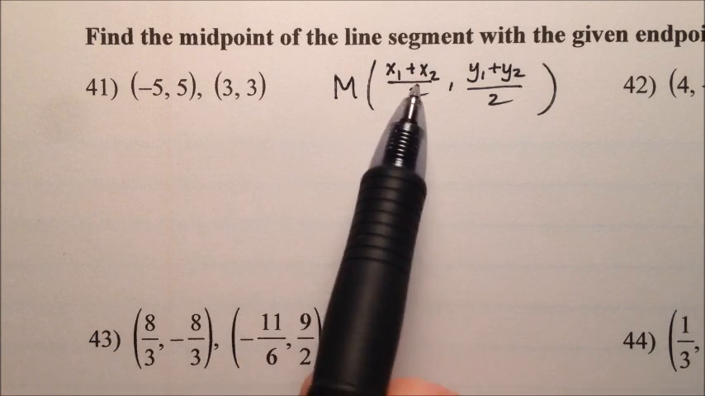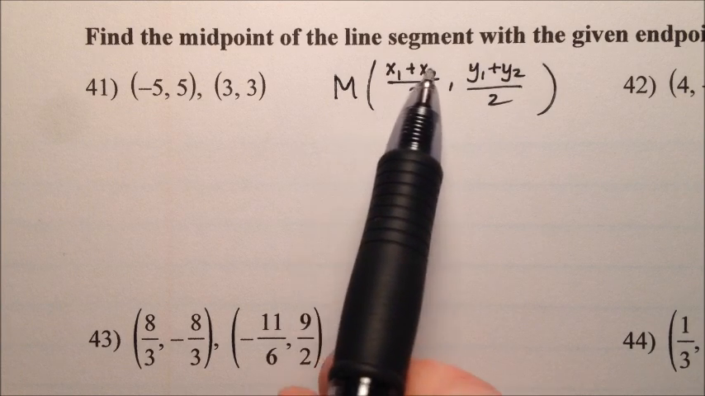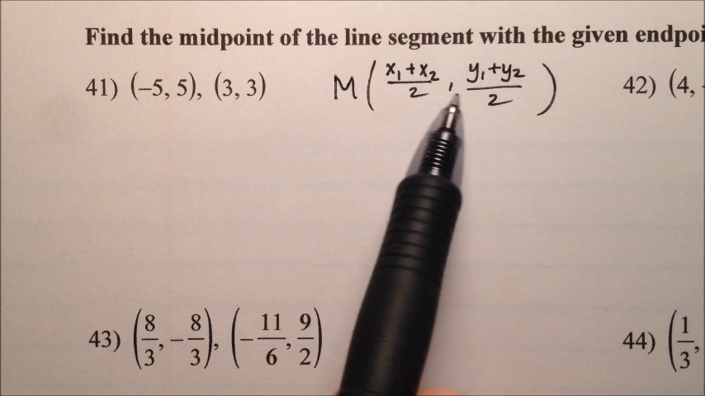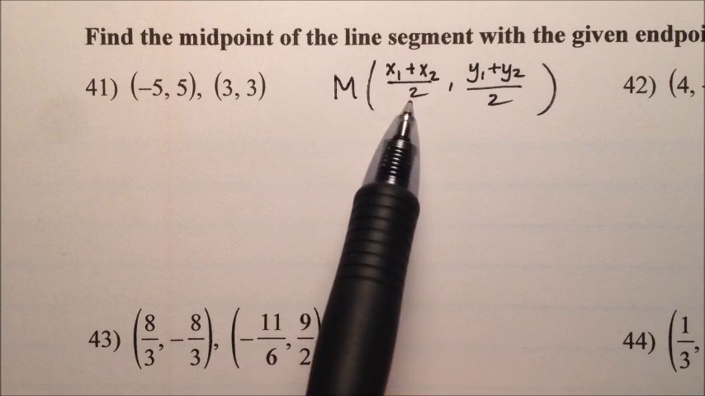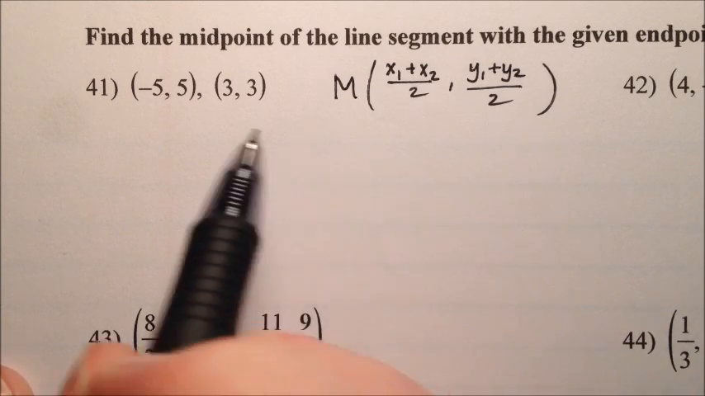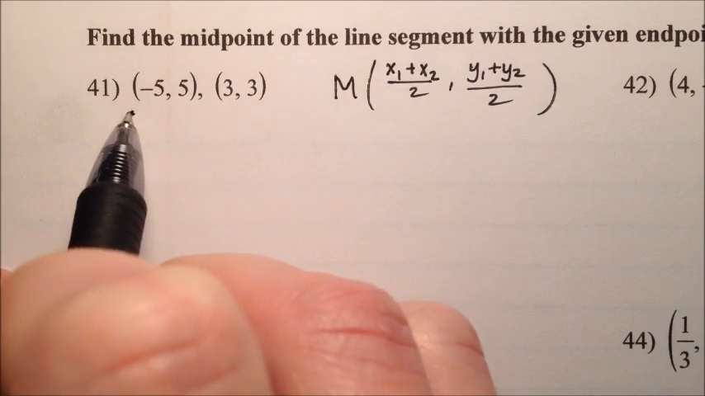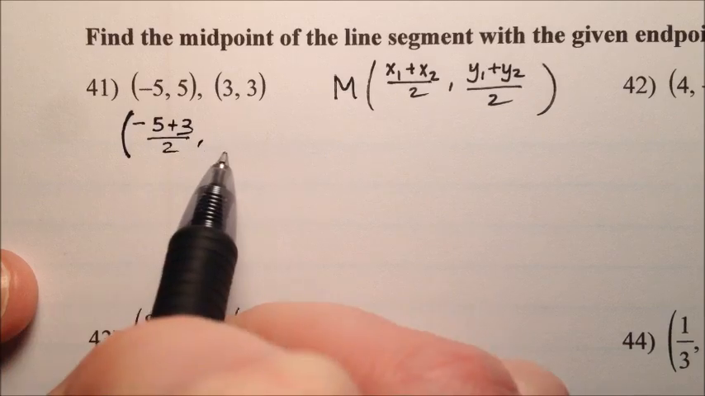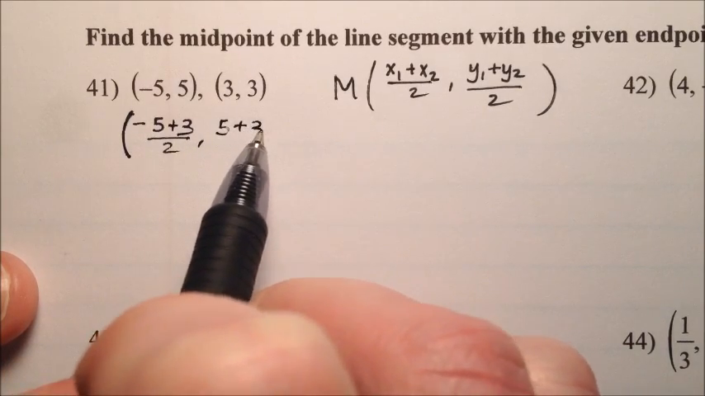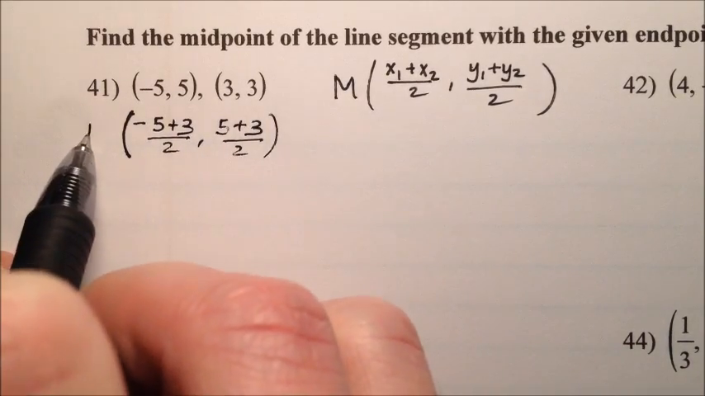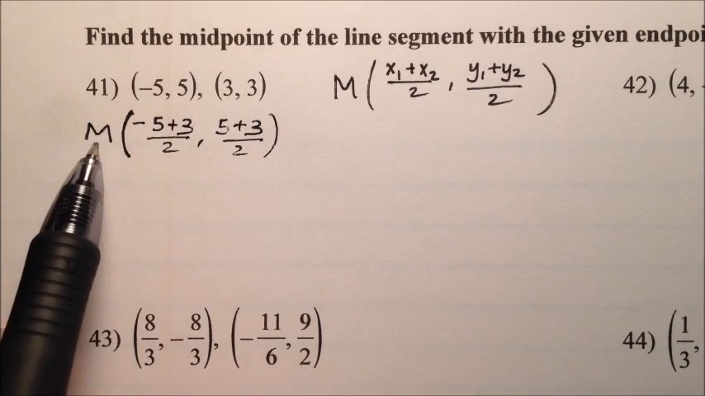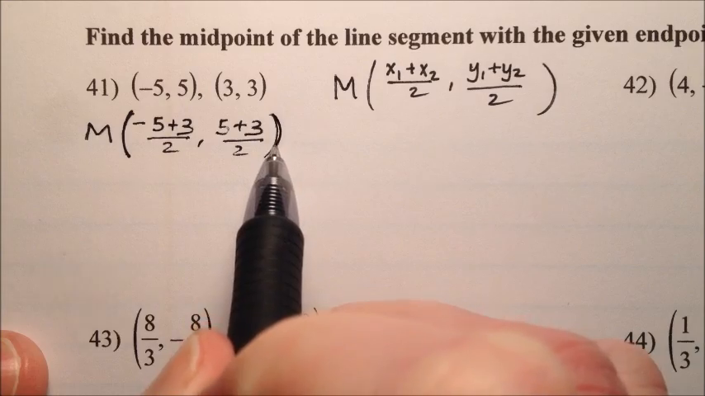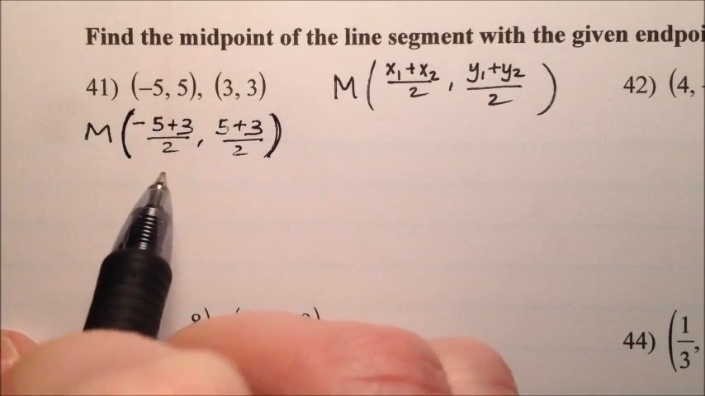So we can do that by this little expression, the average of the x's and the average of the y's, and that's a new ordered pair. So we'll add up the x coordinates and cut them in half, and we'll add up the y coordinates and cut them in half. When we do that, we'll have negative 5 plus 3 divided by 2, and then 5 plus 3 divided by 2. And that'll be our midpoint. We can use this letter M just to denote that it's the midpoint, but you don't have to. Really, we're just looking for an ordered pair.